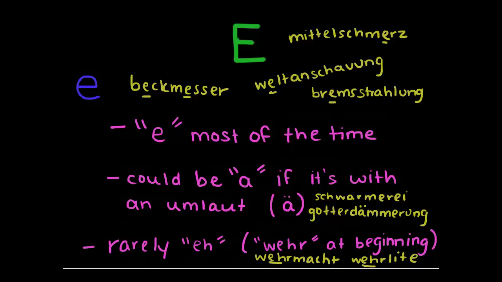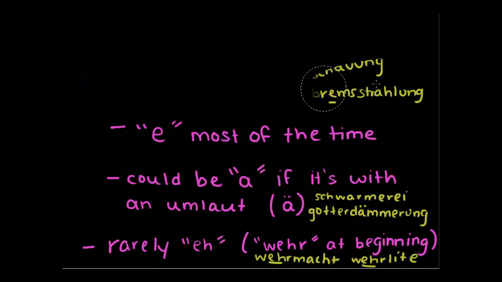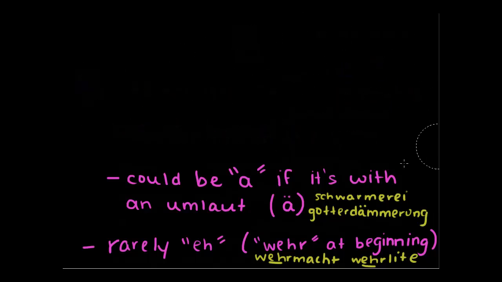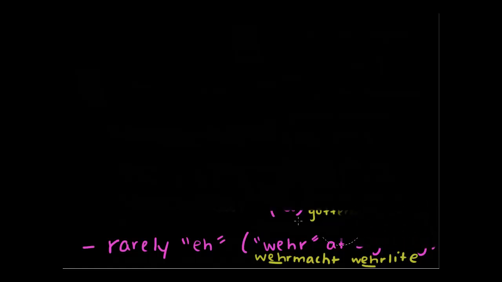Okay, so that covers E, all of E, and we can move on to I. Now I has two sounds, long I and short I, and we'll look at long I first. Long I is an I with a line over it, pronounced I. This has its own name. And this one is pretty simple.